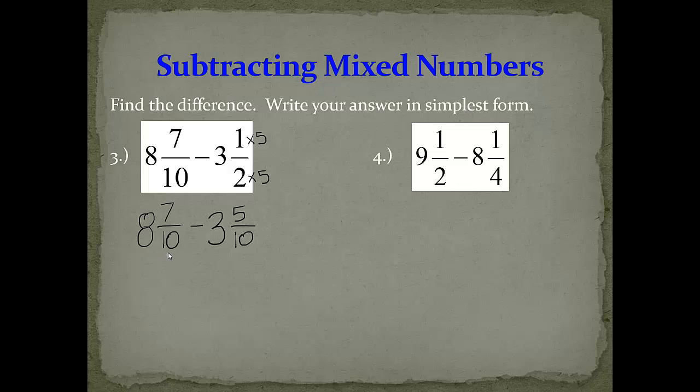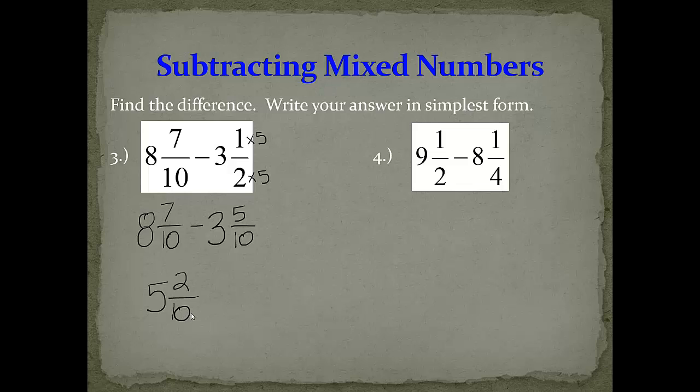First, we'll subtract our fractions. 7/10 minus 5/10. Our denominator is the same, so we subtract the numerators. 7 minus 5 is 2. So we have 2/10 for the fraction, and then for the whole number, 8 minus 3 is 5. So we have 5 and 2/10.